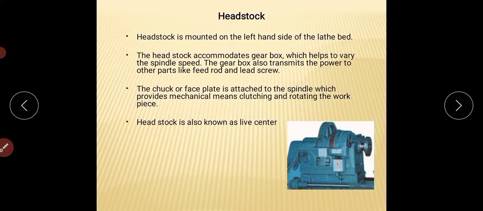The chuck or faceplate is attached to the spindle, which provides mechanical means of clutching and rotating the workpiece. Headstock is also known as live center.